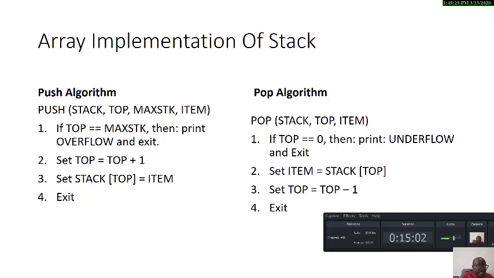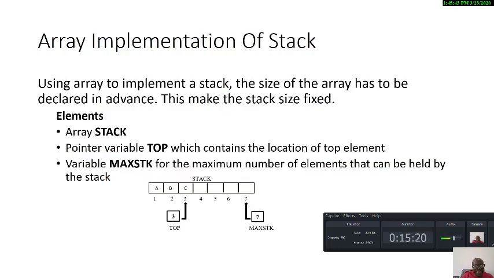So in our algorithm, step 1, we need to check whether the stack is full. Our stack will be full only when the top variable, the value that it contains, is the same as the maximum stack variable. Because if you go back, you could see that as we move to insert an item to the stack, we have A, B, and C. Now, if you decide to insert D, you could see that the D will go to location 4.